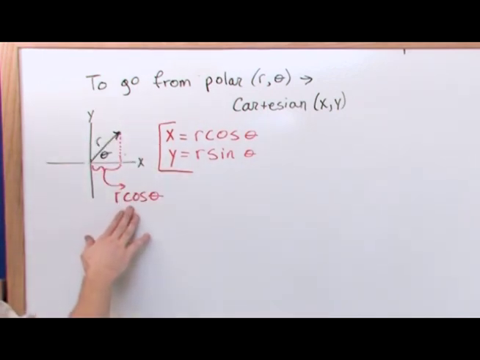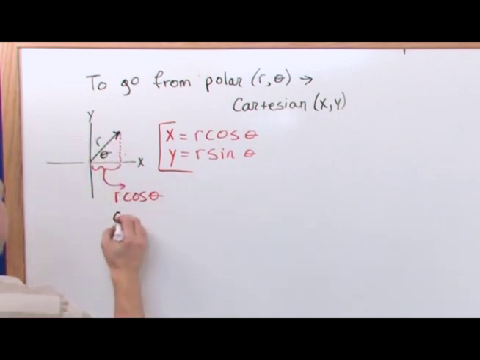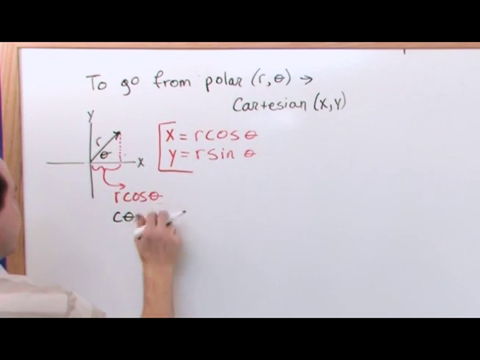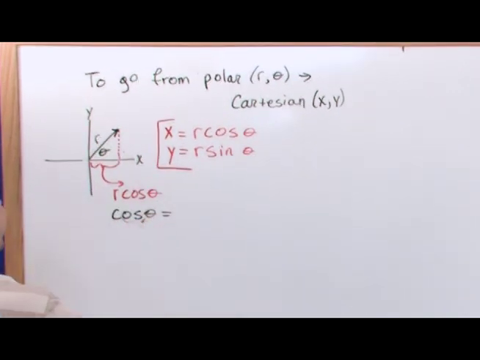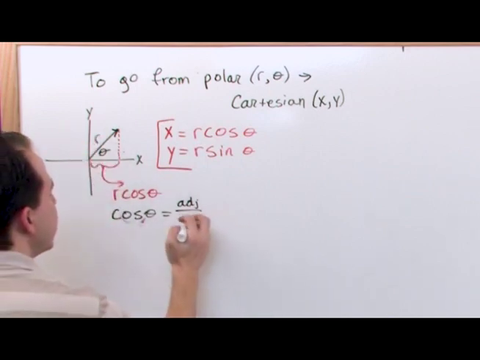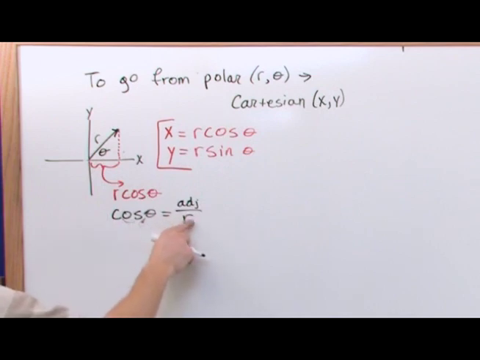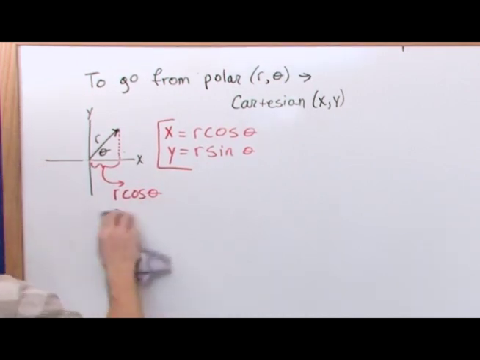Hopefully that is clear, but if not, you could also just use your regular trig. Cosine of theta is equal to the adjacent value over the hypotenuse, and the hypotenuse is r. If you solve for the adjacent value, which is x, it's r times cosine of theta. It's really just triangle trig.